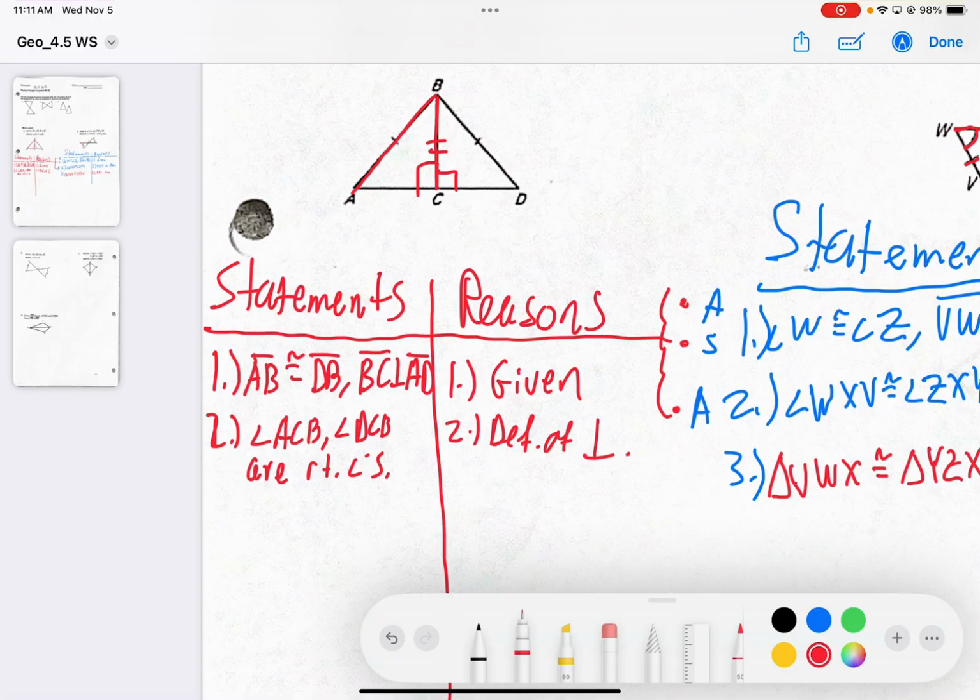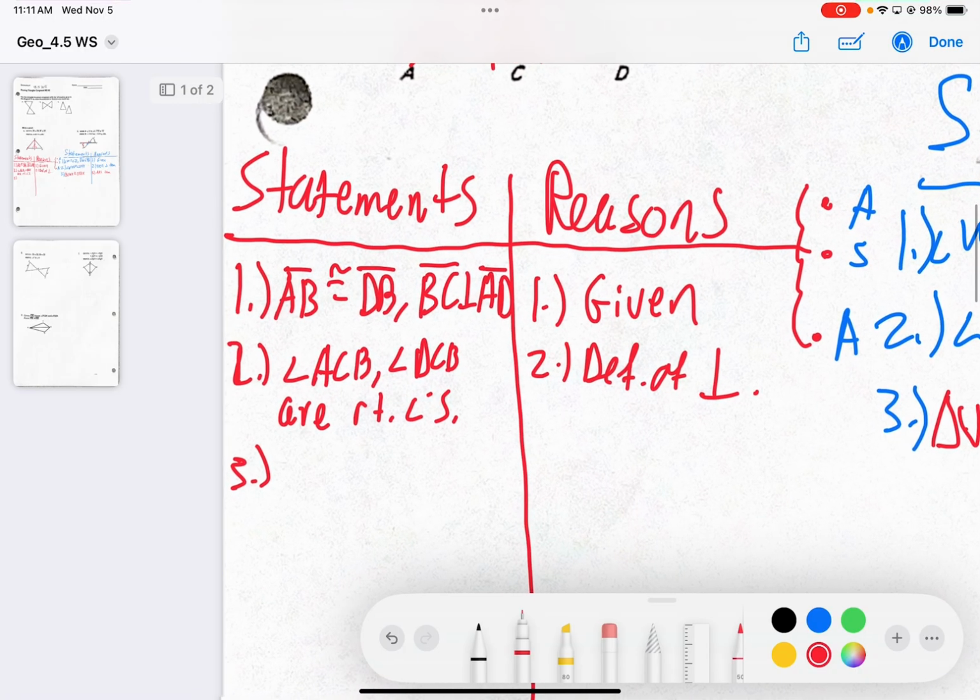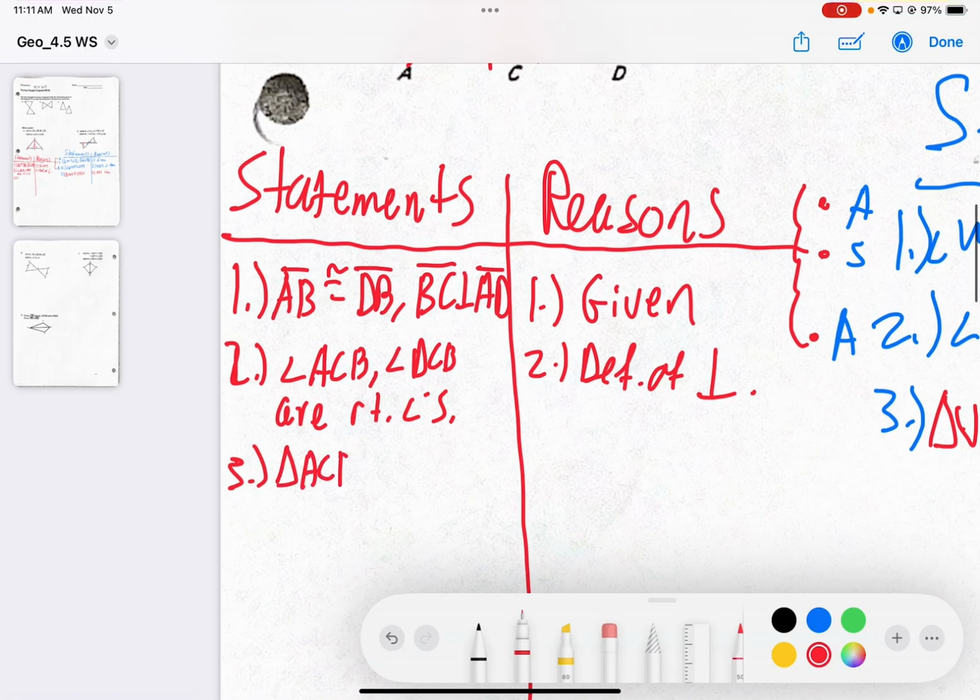Okay, so here's where this goes for HL theorem proofs. If I know that those angles are right angles, what can I say about the triangles? Yes. So I'm going to say nearly the exact same statement that I did for 2, but everywhere there's an angle, I'm going to change it to a triangle. So I would say triangle ACB, comma, triangle DCB are right triangles. Okay, I don't know how in depth I went with that yesterday, so I wanted to make a big point of saying that now.